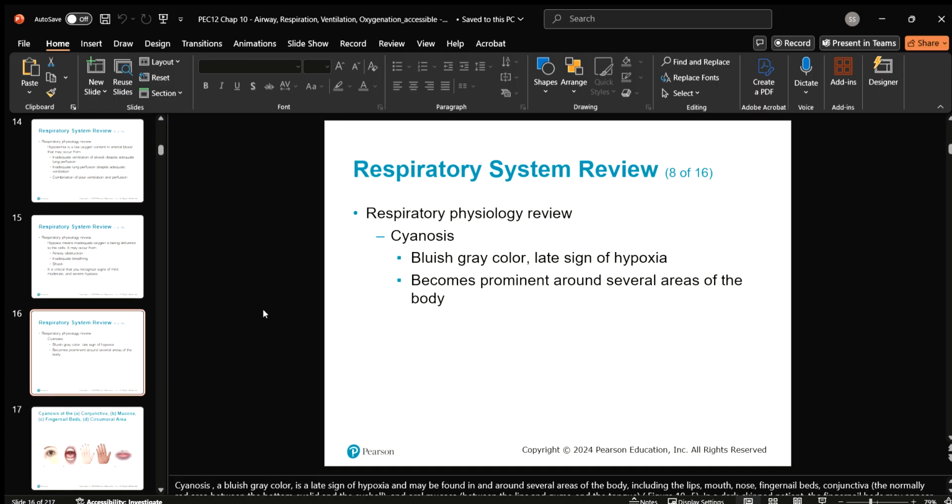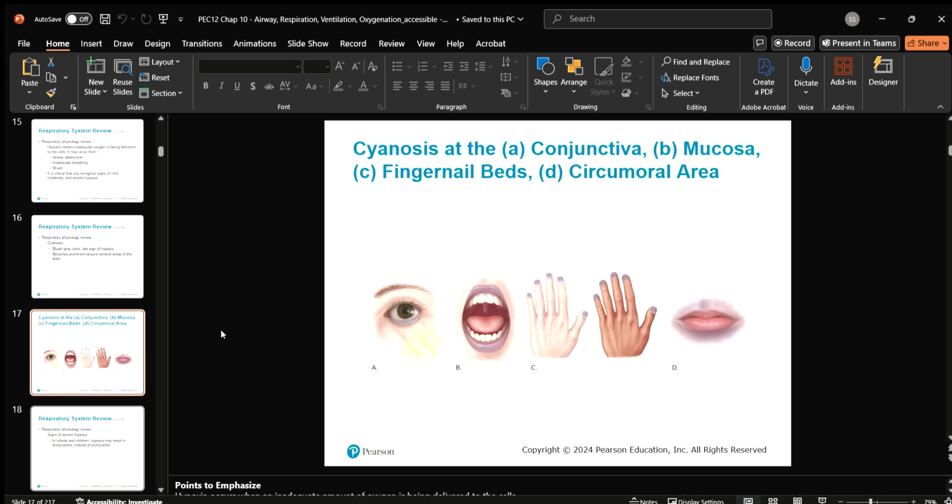Cyanosis, what does that mean? It's the bluing of the skin. It's a late sign. You're not going to see this immediately, so if you do see this in your patients, they need oxygen very badly and very quickly. Here are just some examples of where you might see that cyanosis.